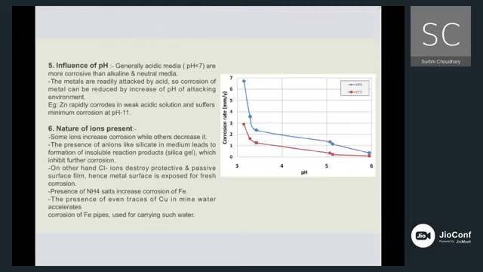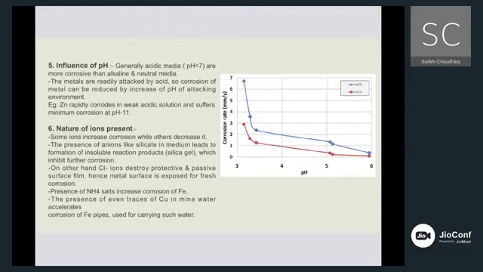Presence of ammonia also increases the corrosion of iron. Presence of even traces of copper in the mine water accelerates the corrosion of iron pipes. So basically, in the pipelines which are formed by iron, if there are traces of copper in the water, they react together and the pipelines made from iron are corroded.